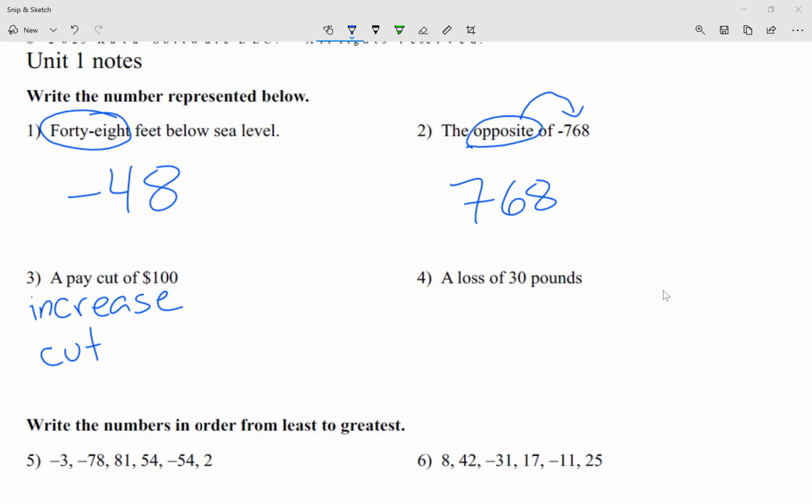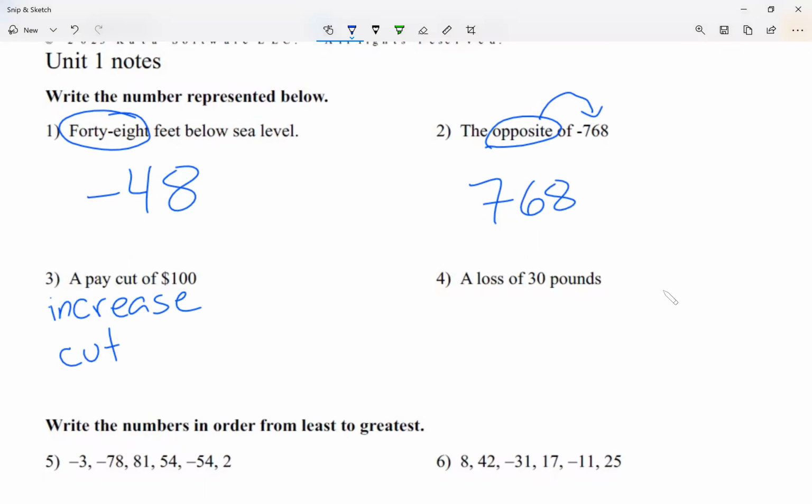Now here, I'm doing a pay cut, so my number is going to go low. My pay is going to go lower, so my answer would be -100. The reason why I'm using negative is because I'm getting less money. All right, pay cut means negative.